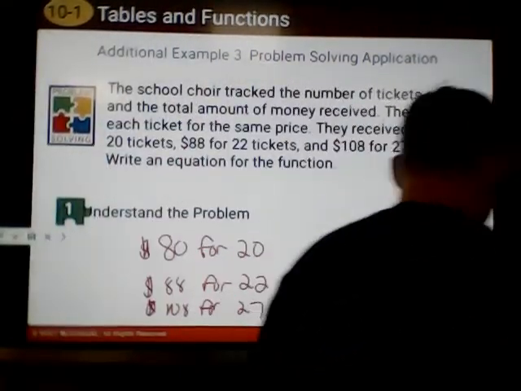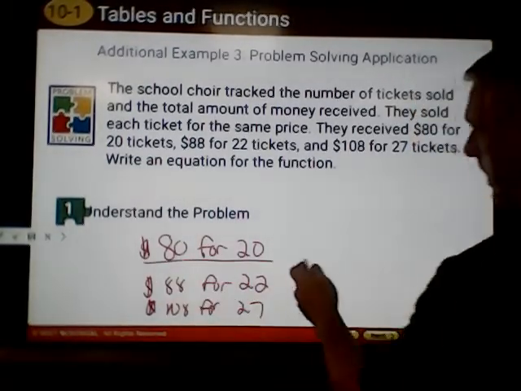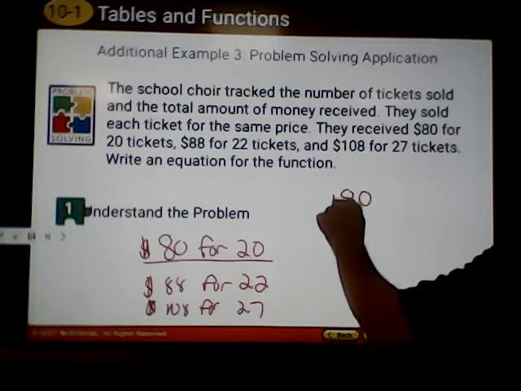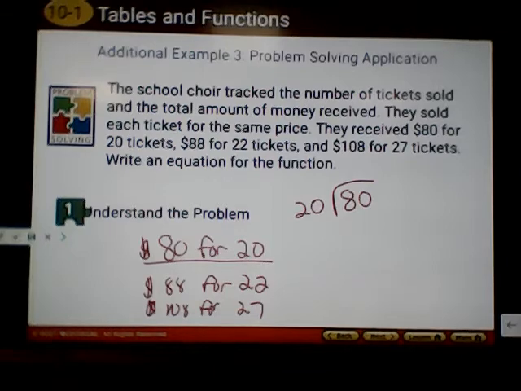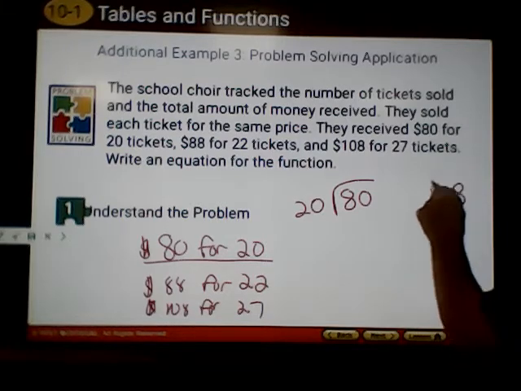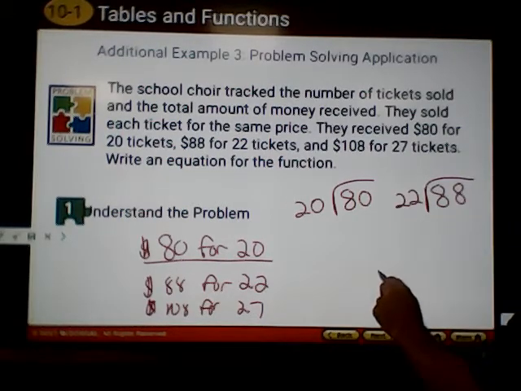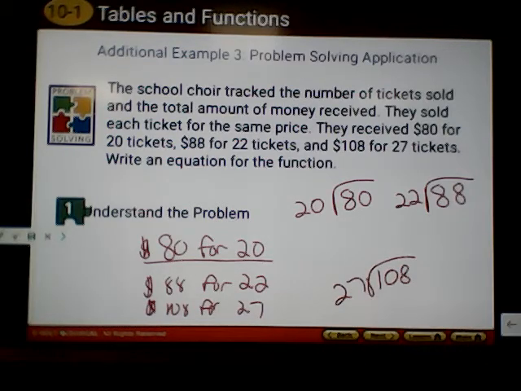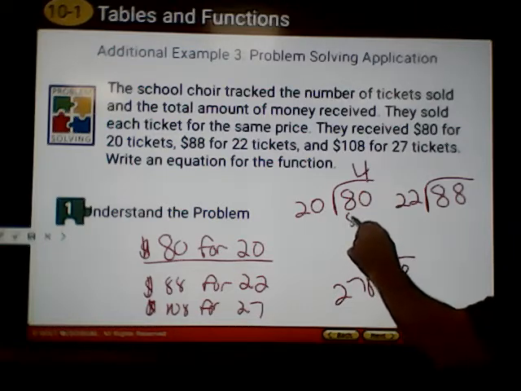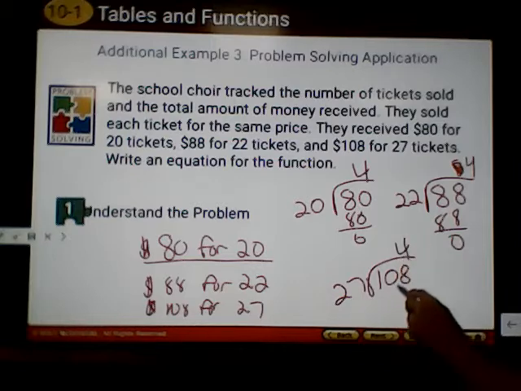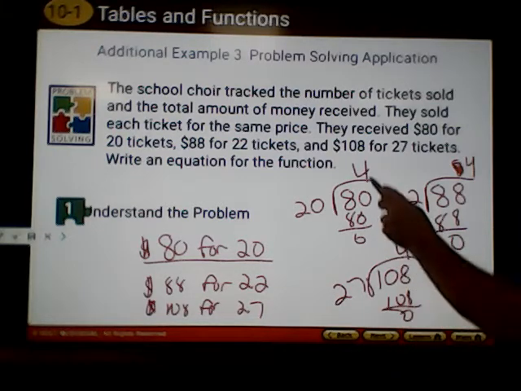If you really want the simple way, all you have to do is find one answer, and it's the same for all of them. Basically, you take your money amount and divide it by your tickets. How much did each ticket cost? Well, 20 tickets cost $80, 22 tickets cost $88, and 27 tickets cost $108. All you do is divide all 3 of them. They should all be the same answer. 20 goes into 80 4 times. 22 goes into 88 also 4 times. And 27 times 4 is also 108. So all 3 answers should be the same.